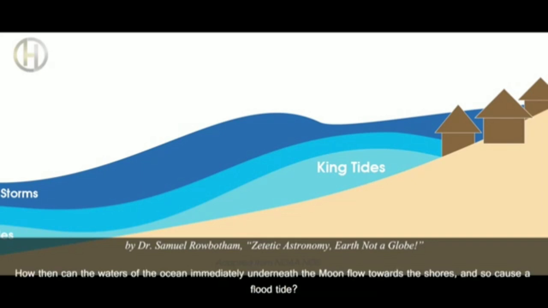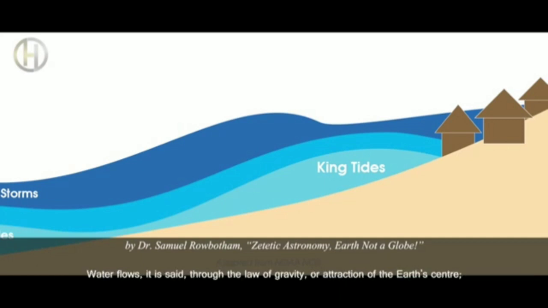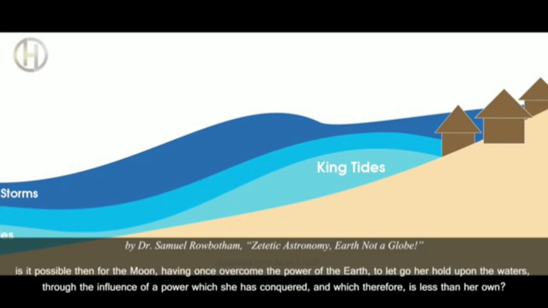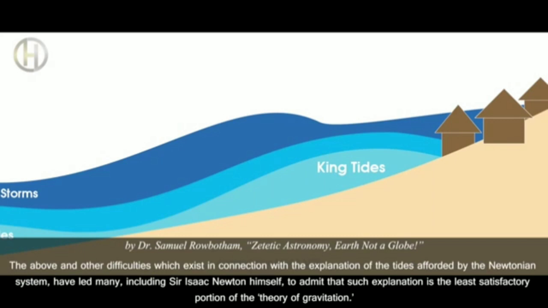How then can the waters of the ocean immediately underneath the moon flow towards the shores, and so cause a flood tide? Water flows, it is said, through the law of gravity, or attraction of the Earth's center. Is it possible then for the moon, having once overcome the power of the Earth, to let go her hold upon the waters, through the influence of a power which she has conquered, and which therefore, is less than her own?